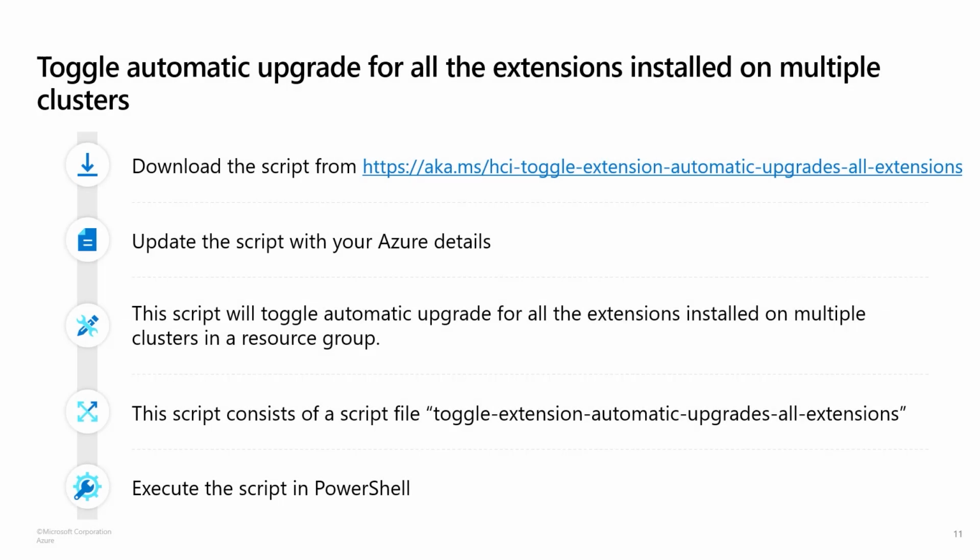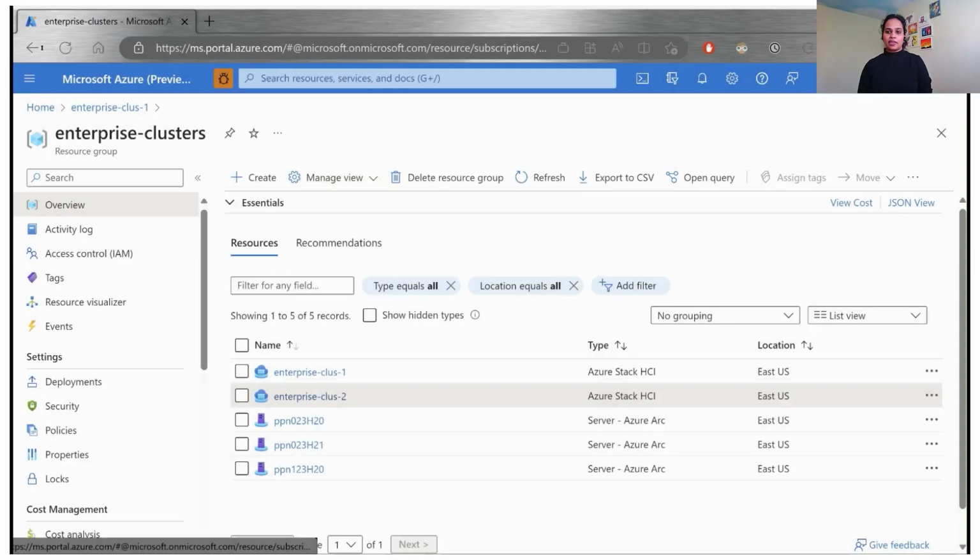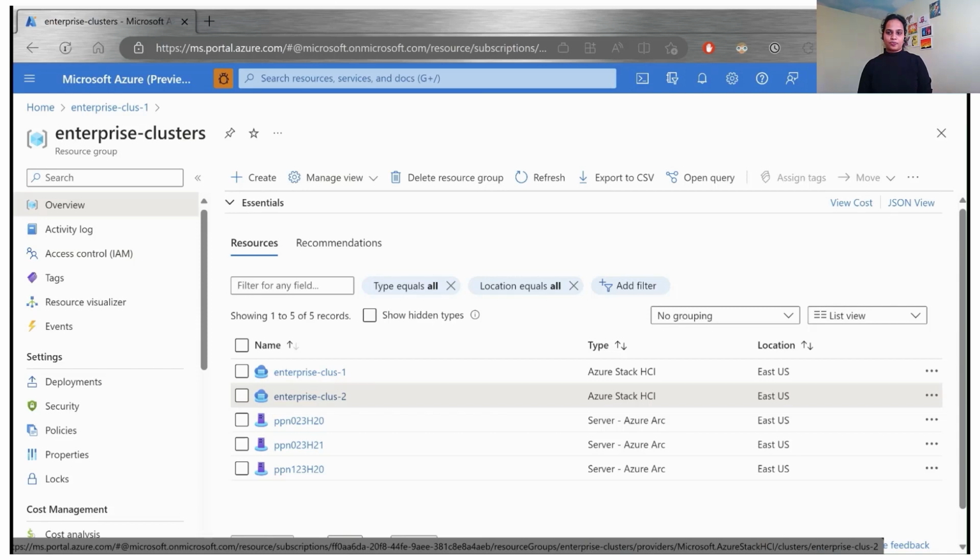Now for the second one, you can download the sample script from this URL, aka.ms/HCI-toggle-extension-automatic-upgrades-all-extensions. Once you finish downloading, update your scripts with your Azure details. This script will toggle automatic upgrade for all the extensions installed on multiple clusters in a resource group. This script consists of a script file, toggle-extension-automatic-upgrades-all-extensions. We will be disabling automatic upgrades in this demo.